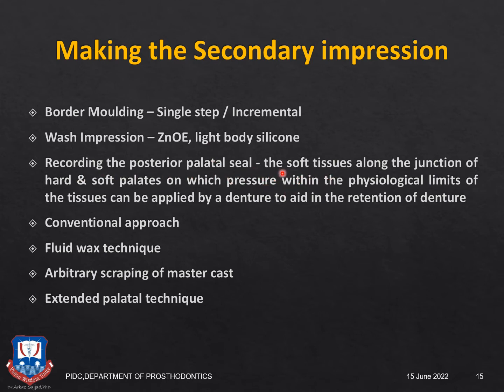In the posterior palatal seal, the soft tissues along the junction of the hard and soft palate, on which pressure within physiological limits can be applied, are recorded. This will aid in the retention of the denture. We can use a conventional approach, that is, we ask the patient to say short and long ah, and the movement of the hard and soft palate is visibly recorded and the tray is trimmed. Or we can use mouth temperature wax, which is applied over the postpalatal seal area, and the patient is asked to do various movements such as swallowing, opening the mouth wide, etc. This will record the postpalatal seal area in a functional state.